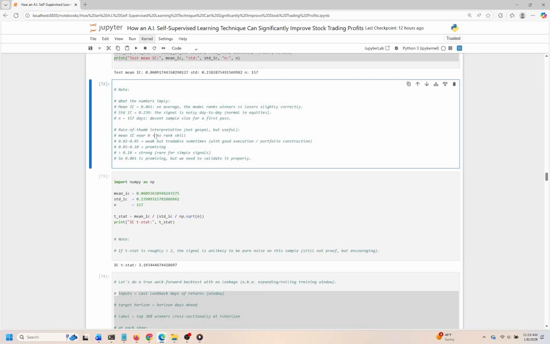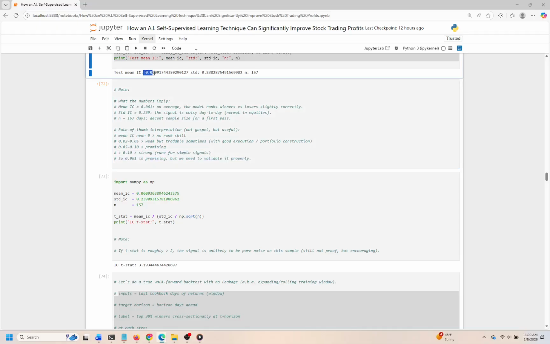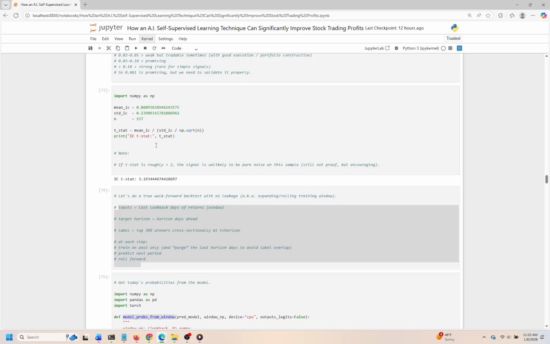The rules of thumb mentioned here can be quite instructive, as they provide a guideline for interpreting the mean IC. A value near zero suggests no ranking skill. Values between 0.02 and 0.05 imply weak but potentially tradable signals, while anything above 0.10 is often viewed as strong, albeit rare for simple signals. In this context, our mean IC is certainly promising, but it also signals that we should proceed with caution. We'll want to conduct further tests to better understand the consistency and reliability of these predictions.